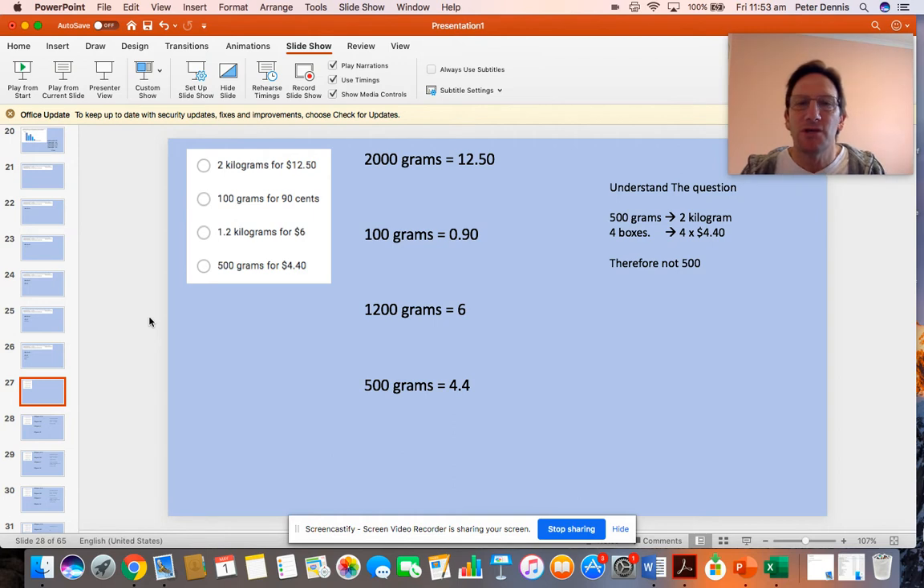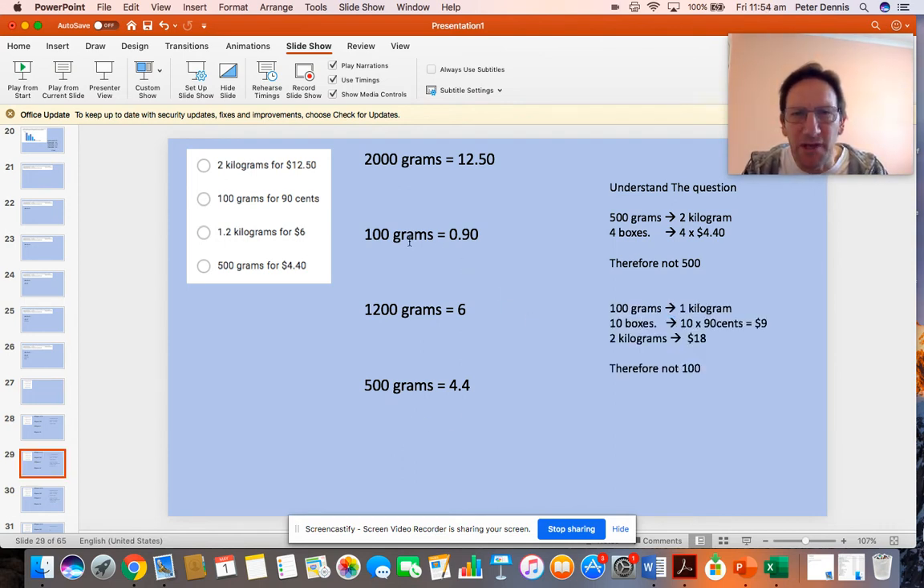So that's what I've done here. 2,000 grams equals $12.50, 100 grams equals 90 cents, 1,200 equals 6, and 500 grams equals $4.50. Now we can start looking at it, and I'll do this question in two ways. If we want to compare 500 grams to the 2,000, you're going to need four of these. Two to make a kilogram and another two to make 2 kilograms. So four times 440 is even more than $16, $17.60. So it's not going to be 500.